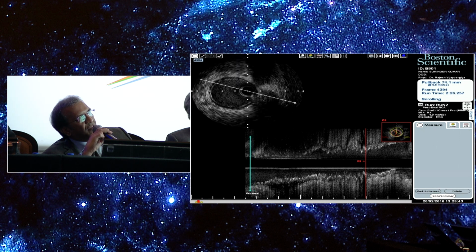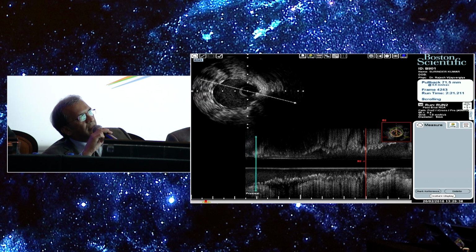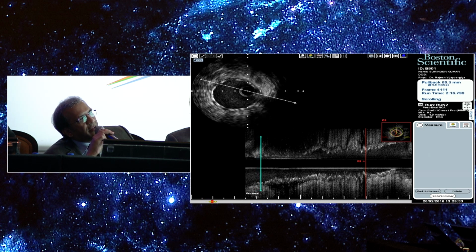You're coming out of the stent. This is outside the stent. Now go to the right. Yeah, here. Yes. Go to the right, now look at the cross-sectional area here. What is the cross-sectional area? Here is the stent.